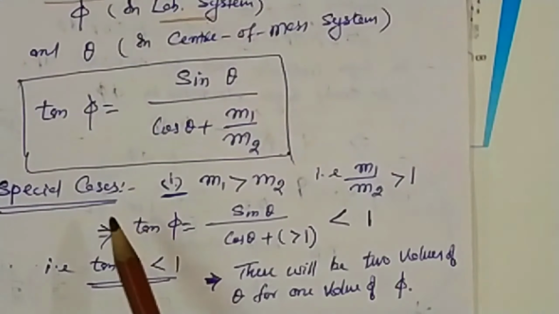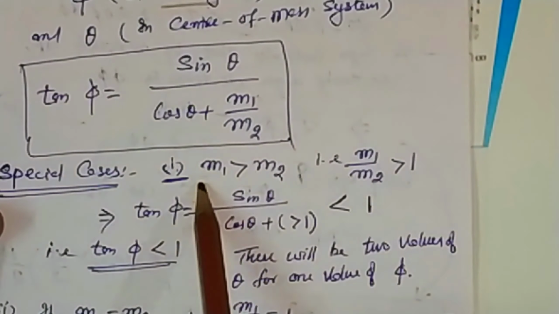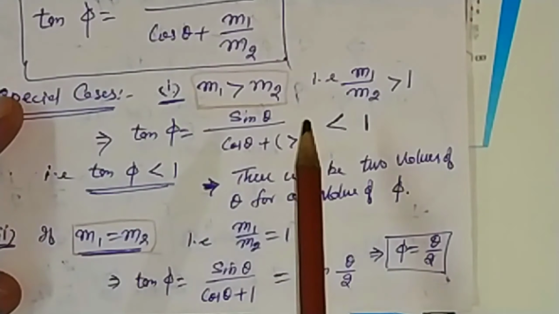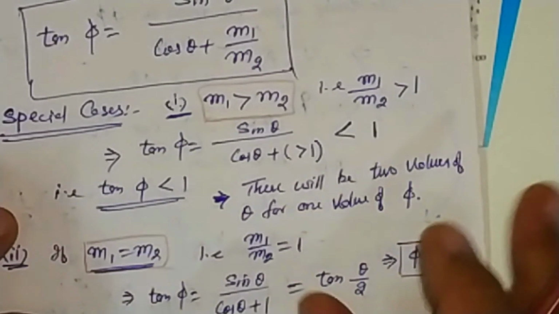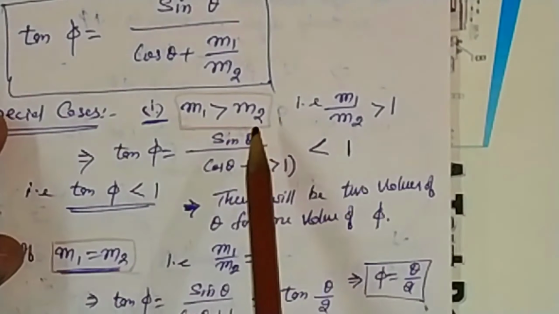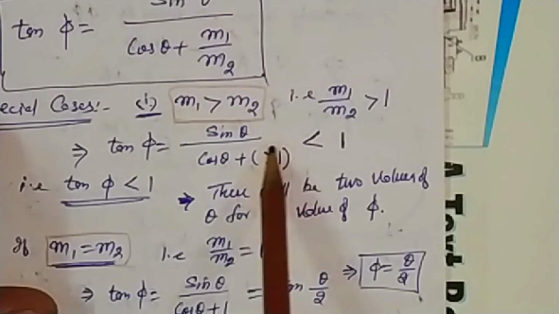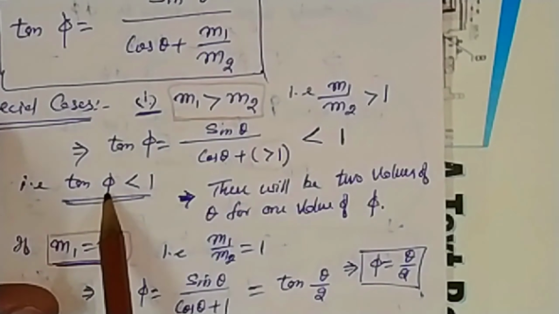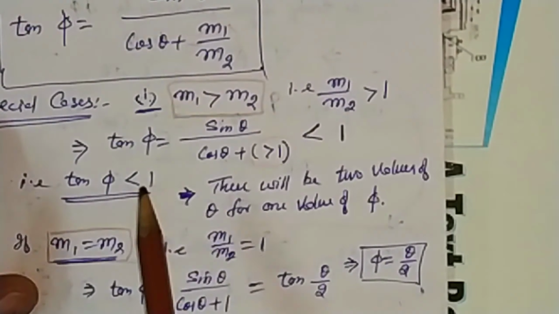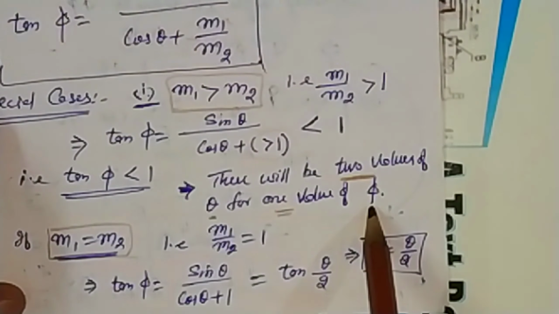Okay, the special cases. There are three special cases. First, if m1 is greater than m2; second, if m1 is equal to m2; and third, if m1 is less than m2. So three cases are there. First, m1 is greater than m2. In this case, this term is greater than 1. If this term is greater than 1, then tan phi is always less than 1, and there will be two values of theta for one value of phi.